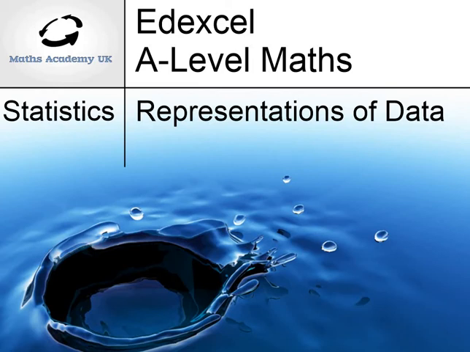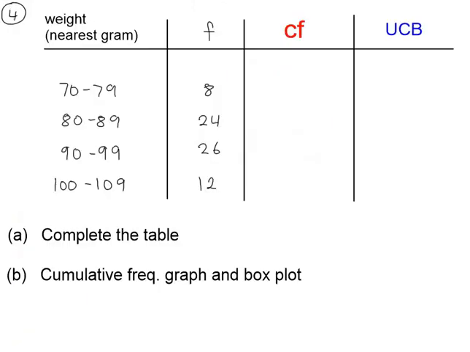Representations of data. Example 4. So we have to complete the table and then do a cumulative frequency graph. At the moment we've got grouped data and the data is rounded. We can see there are gaps between these numbers here.